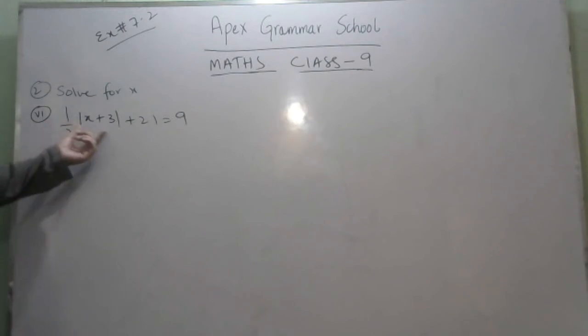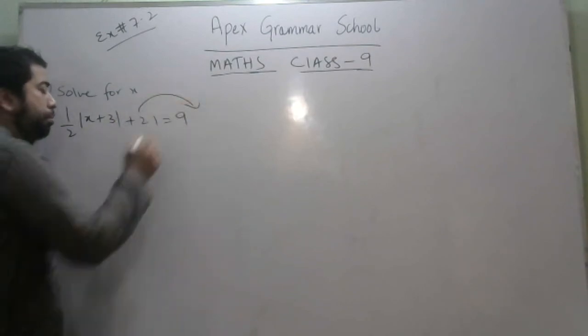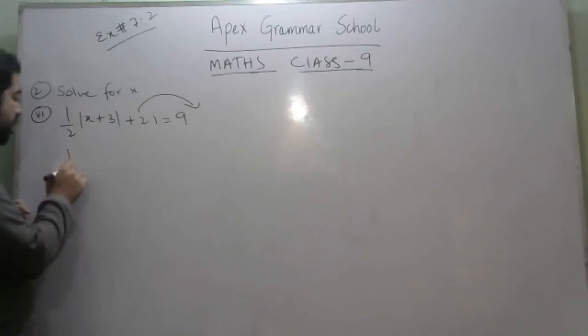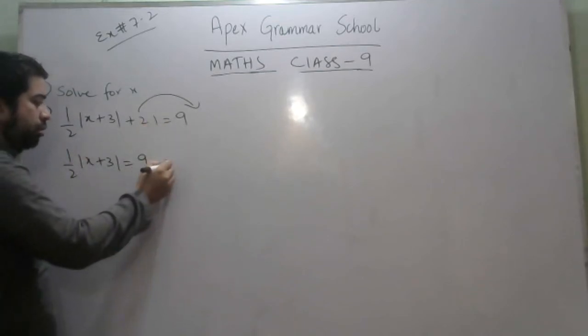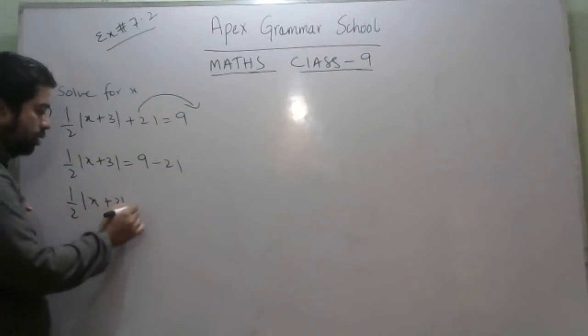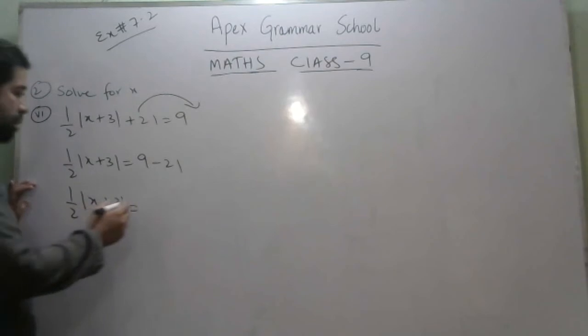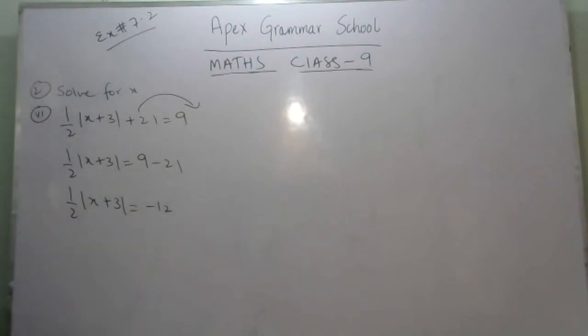Now you can see that the mod sign is here. So we need to make it stable. Make this independent: mod sign 1 over 2, then x plus 3 is equal to 9 minus 21. 9 minus 21 answer is minus 12.